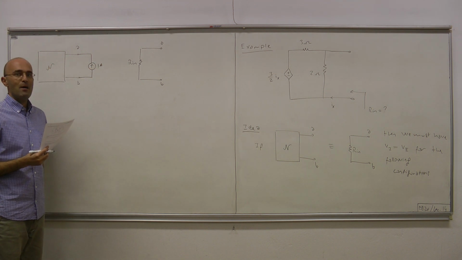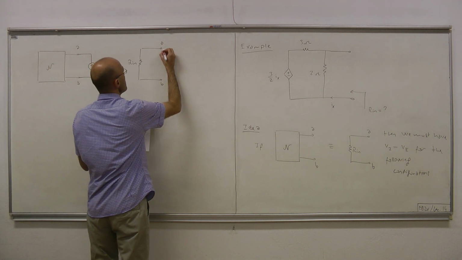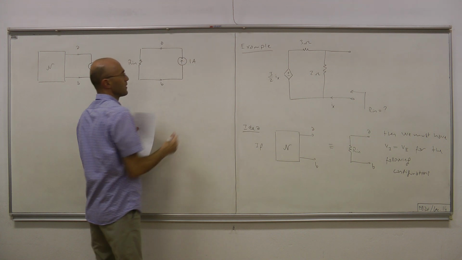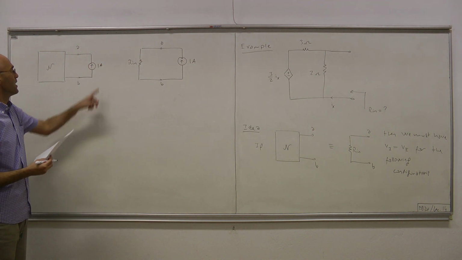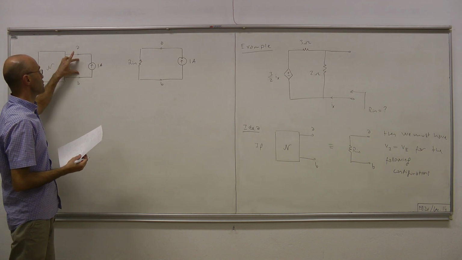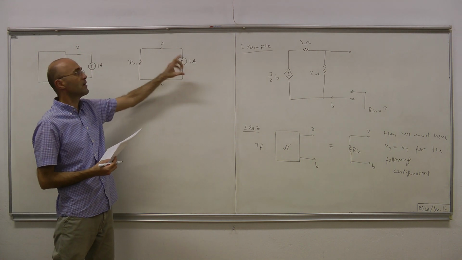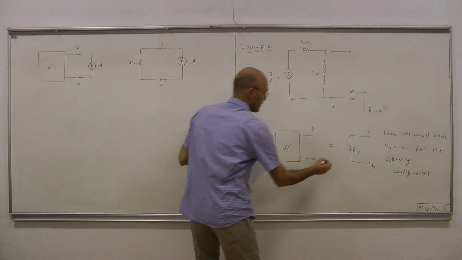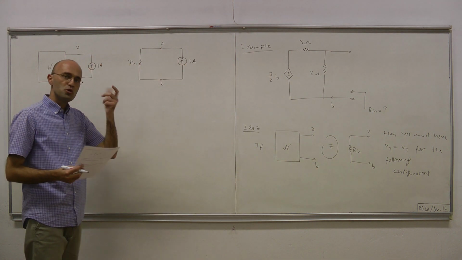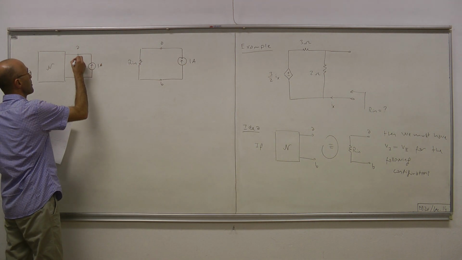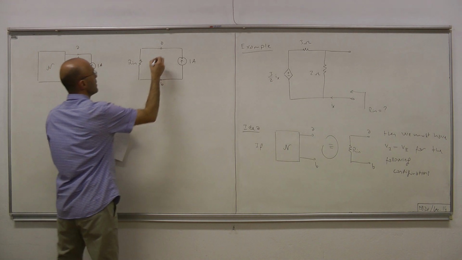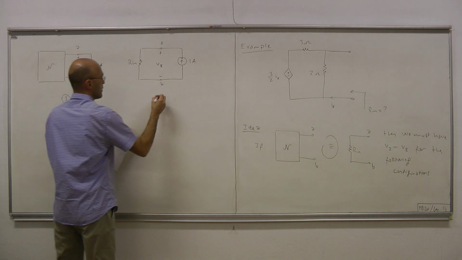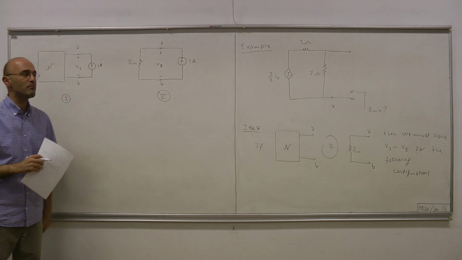Let it be just 1 amp current source. Okay, 1 amp. Connect the same current source. Now this current will generate a voltage at the port terminals. Likewise, this current will generate a voltage across the terminals A and B. And if those two things are equivalent, those two voltages, which we're labeling plus minus V sub 1 and V sub 2, those voltages must be the same.